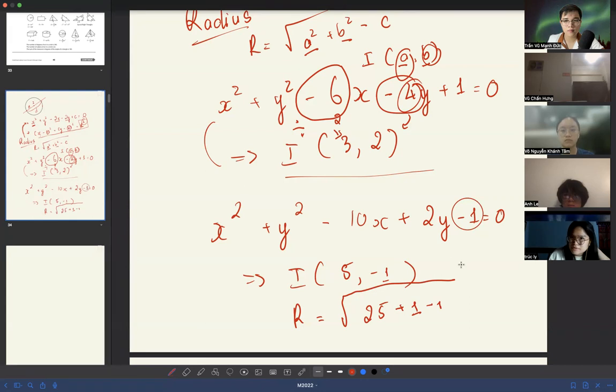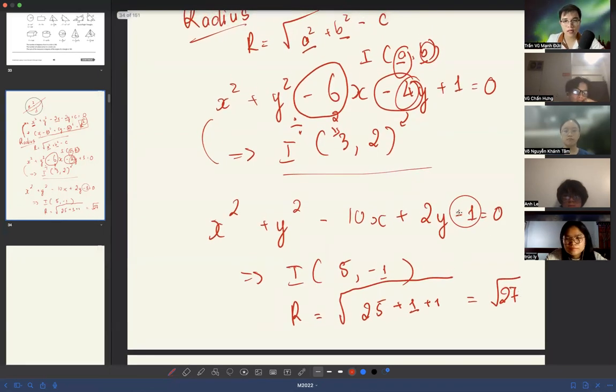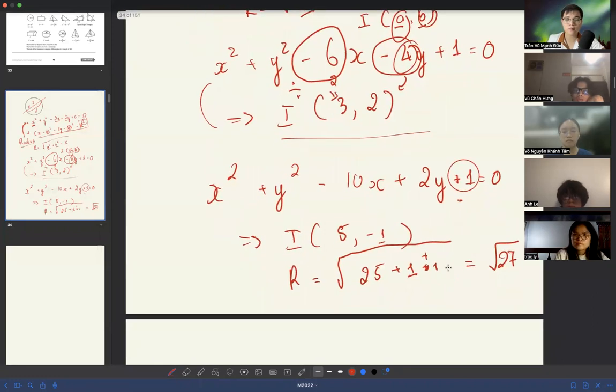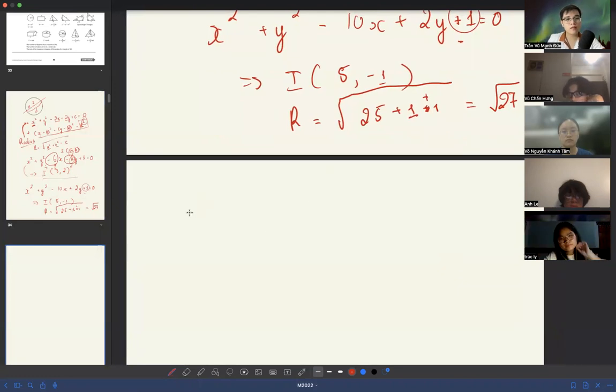Because you have to minus C and C equals -1. Exactly, so double minus, double negative, right? That's correct. And you have plus 1 and the square root of 27. Very correct. If I place the +1 here, this will become minus, and if I place minus here, it will become plus. It's very simple. Great job.